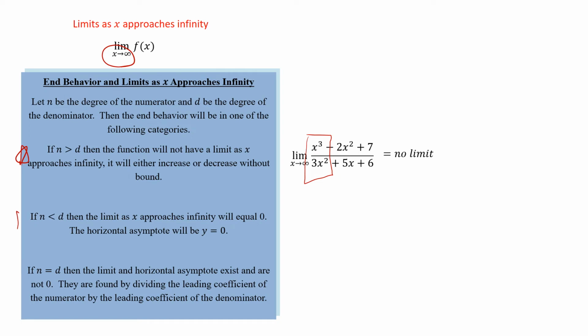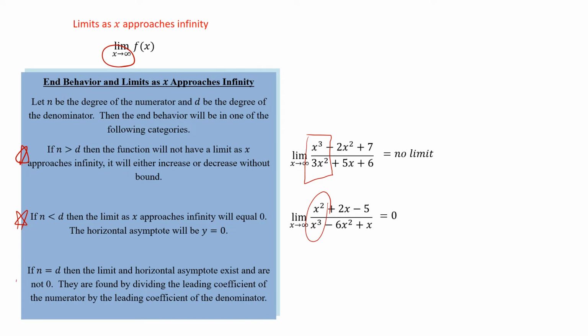If we look at the second one, if the top degree is smaller than the bottom degree, then the limit as x approaches infinity will equal 0. The example of this, limit as x goes to infinity of x squared plus 2x minus 5 over x cubed minus 6x squared plus x. Again, we only need to be concerned about those ones with the biggest degree. The bottom is bigger than the top, and so the limit equals 0.